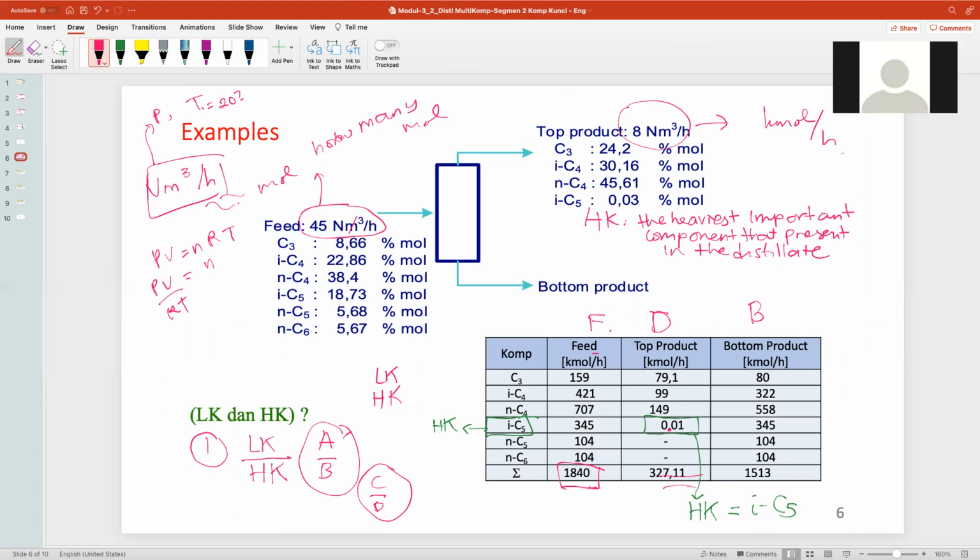I'm not sure, Miss. I still don't understand why IC5 is the heavy key. Why isopentane is the heavy key? Because, look at the top products. What are the components that are present in the top product? C3, IC4, NC4 and IC5, right? Because after this there are no components. Because we don't have any information, and all of them have a number, all of them are important. But we choose the heaviest one. So which one is the heaviest one that has a number? This one, IC5 or isopentane.